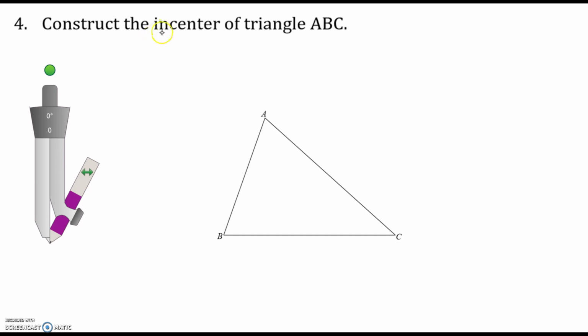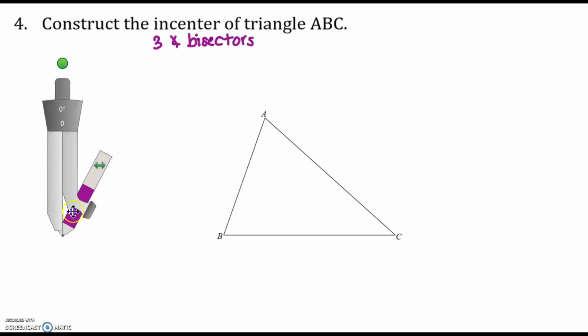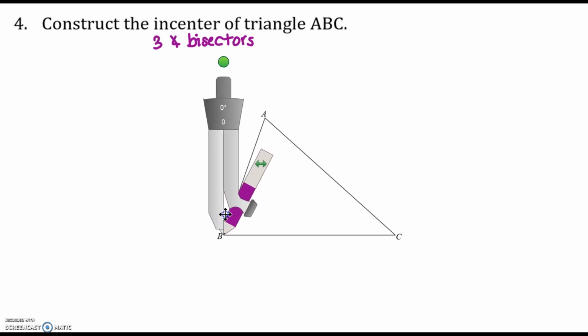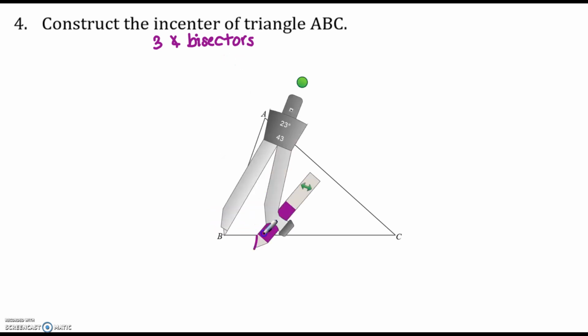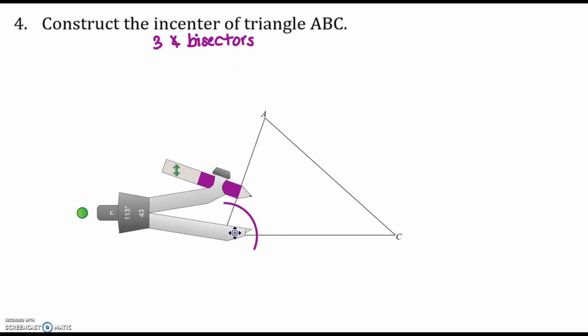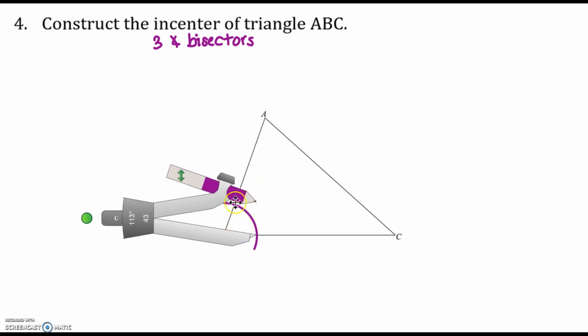Okay, so for number 4, we're going to be doing the incenter of the triangle, which is where the three angle bisectors intersect, called the point of concurrency. So we're going to bisect each of the angles. So we're going to start wherever you like. I'm going to start at angle B, and I'm going to put an arc through angle B, and then the two arcs from each of those intersections.